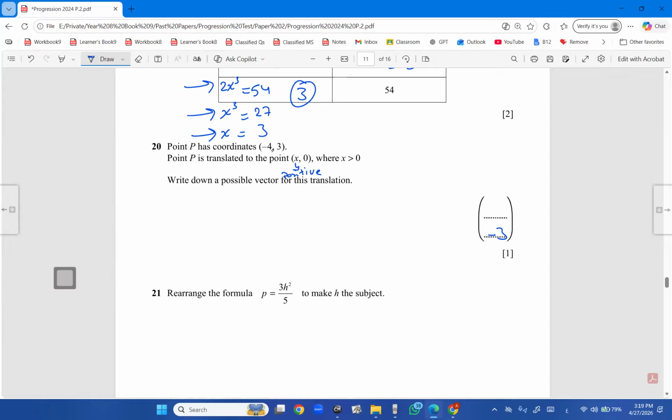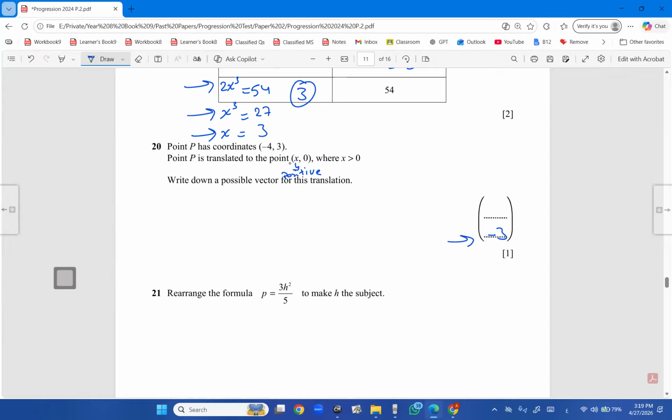The y has changed. It has gone 3 down, right? So changing the y is the second number. 3 down to become 0, so it is going to be -3. So I moved the 3 down 3 steps. All right, what about the x? The x has become positive. So -4, for it to be positive, you need any number that is greater than 4. Because if you move it 4 steps to the right, it's going to become 0.